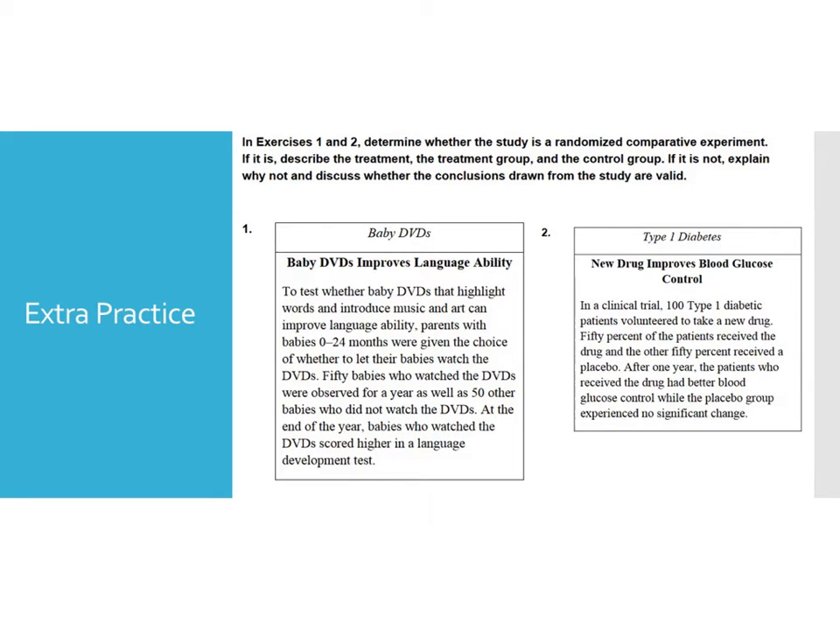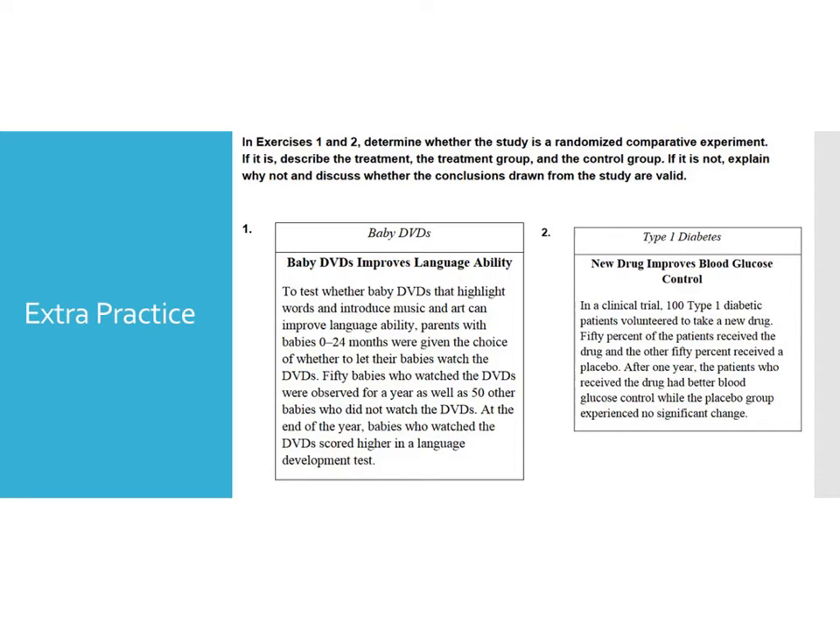Looking at some extra practice, the directions want us to determine whether the study is a randomized comparative experiment, and then if it is, to describe the treatment group and the control group. If it's not, we need to explain why it's not and discuss whether the conclusions drawn from the study are going to be valid. So, example 1, we have baby DVDs improve language ability.